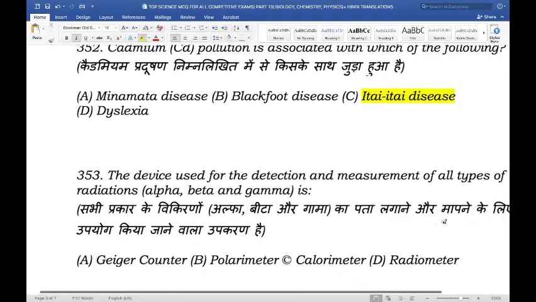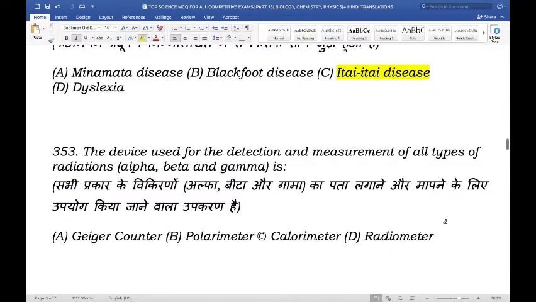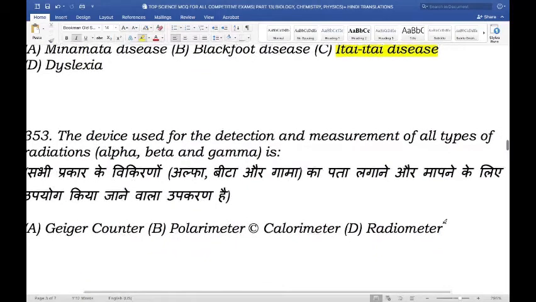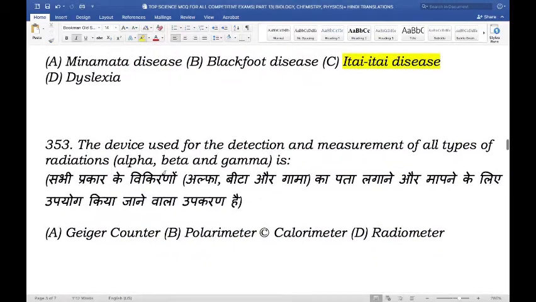Next question. The device used for the detection and measurement of all types of radiations is. In this case, the radiations are alpha, beta, and gamma. So the device used to detect these radiations, is it Geiger counter, polarimeter, calorimeter, or radiometer? And the correct answer here is Geiger counter. The Geiger counter was named after Hans Geiger, a German scientist from the early 1900s who worked on detecting radiation.